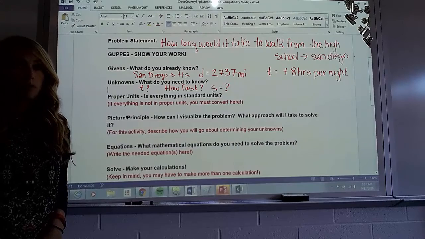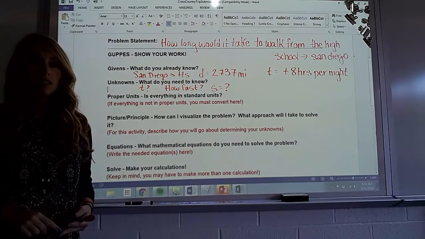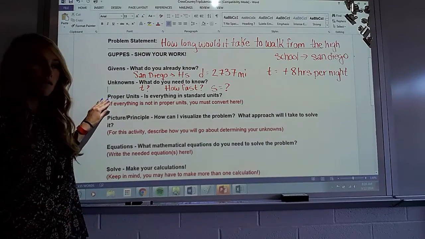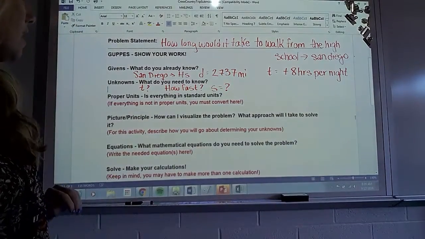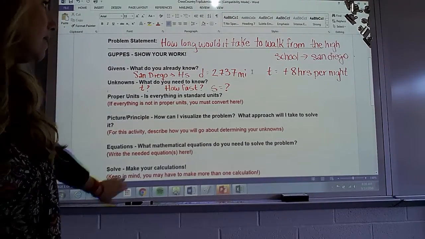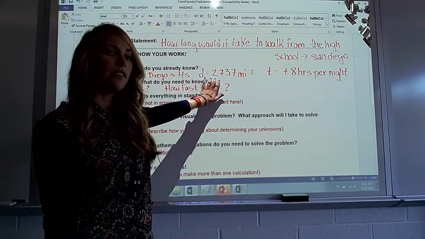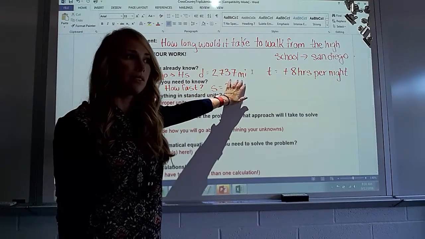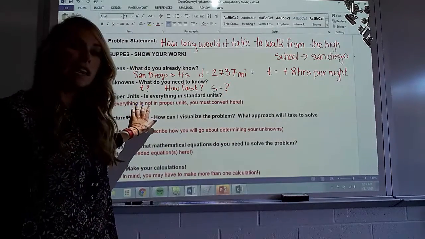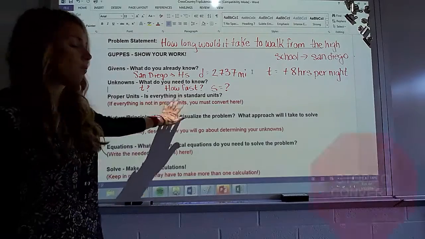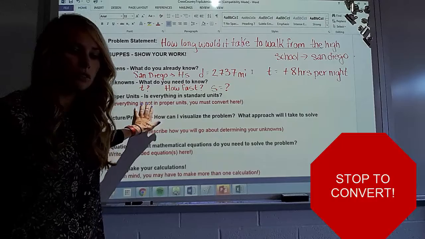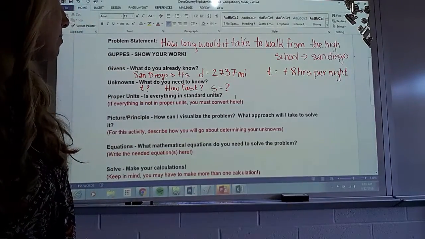If it's not in those proper units, again, meters, seconds, or kilograms, you have to use this part of GUESS to do your conversion. So, if you look at our given information, we know that the distance is 2,737 miles. Miles is not the same as meters. So it's at this point that we're going to stop and figure out what 2,737 miles is in meters. So I'm going to erase this part of my submission doc.